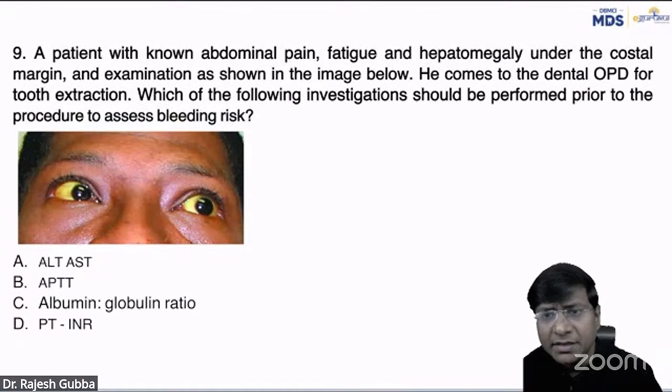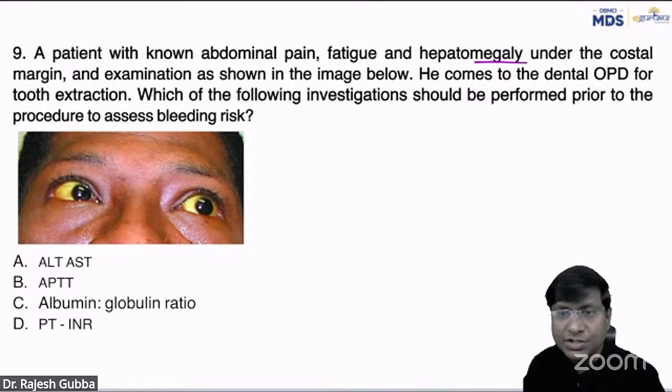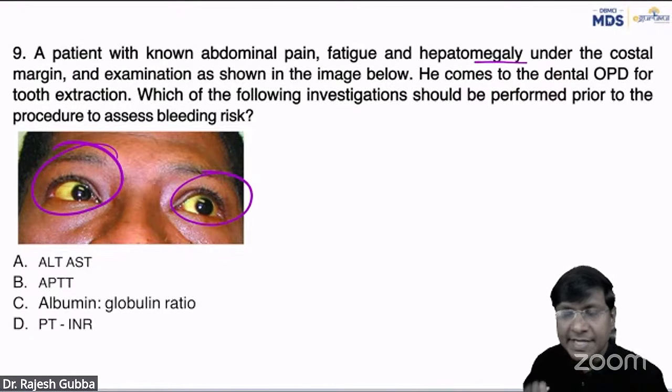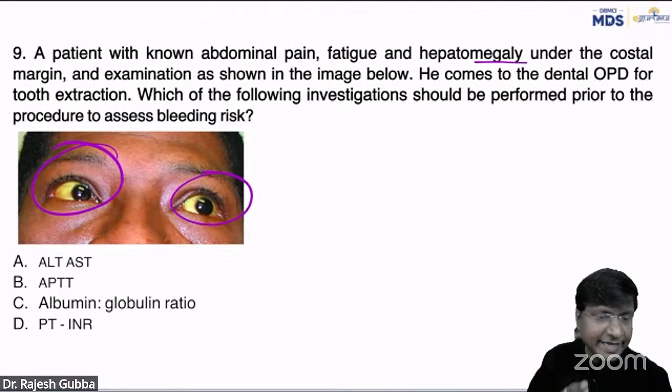We have a patient with abdominal pain, fatigue, as well as hepatomegaly below the costal margin. And the examination as shown in the image, right, shows the presence of icterus. He comes to the dental OPD for tooth extraction. Which of the following investigations should be performed prior to the procedure to assess the bleeding risk? Right, very clearly the question given is the bleeding risk.